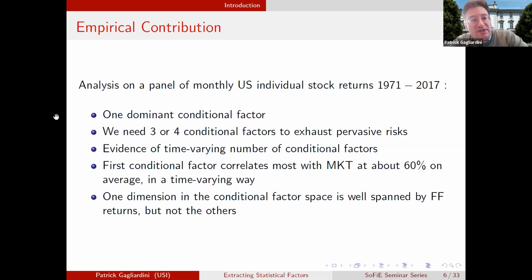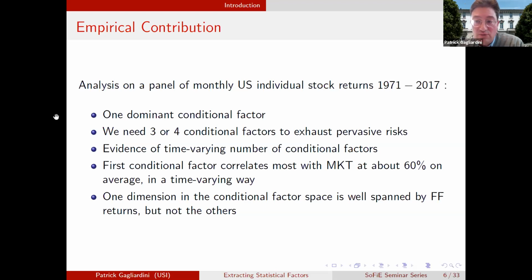In terms of the empirical contribution, in this paper, we conduct an empirical analysis. We apply this methodology on a panel of individual US stock returns. And briefly, some of the findings are that we do have a dominant conditional factor in this panel, which most of the time accounts for almost 50% of the variability in the panel, in some sense that I will explain later, and sometimes more than that.